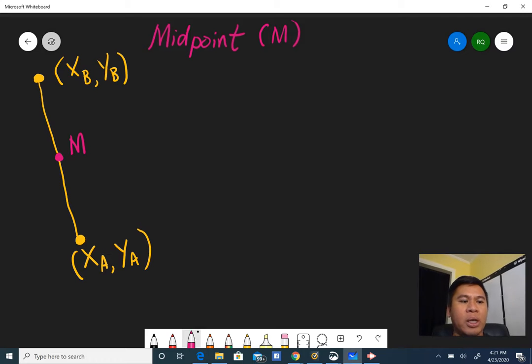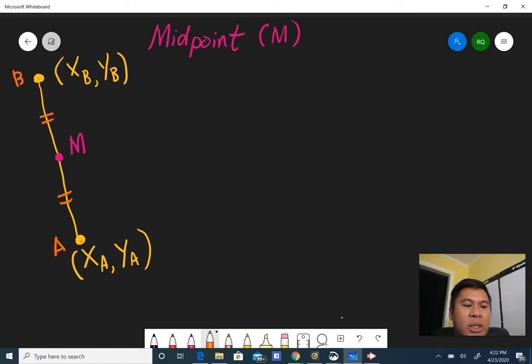A midpoint is a point that is what we call equidistant from any two given endpoints of a line segment. In this case, let this be point A at the bottom and point B on top. Then the midpoint will be equidistant. This is the symbol for equidistant. That midpoint M will be equidistant between endpoints A and B.